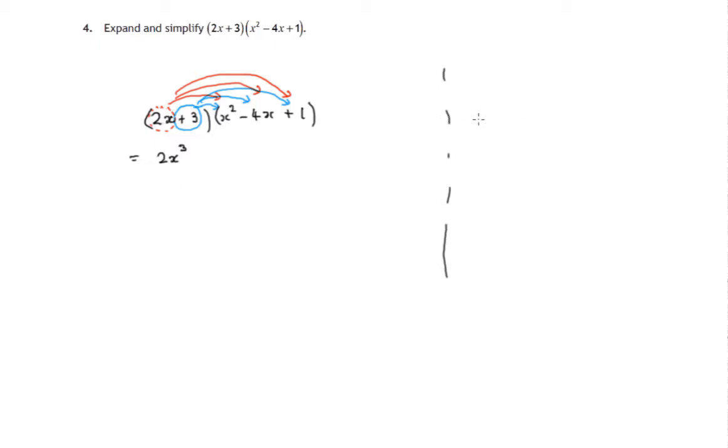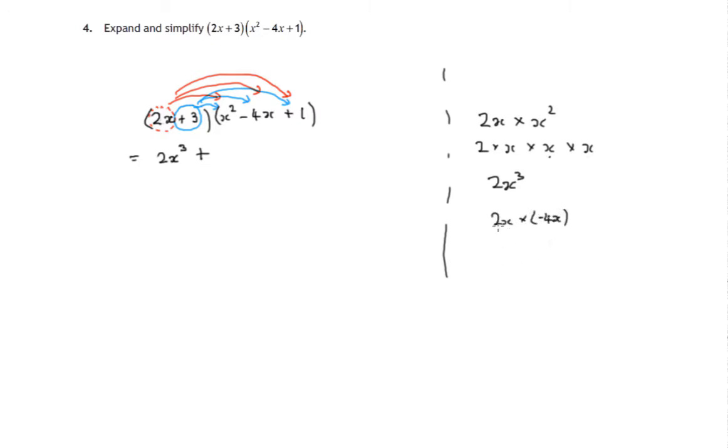If that's too fast for you, 2x times x squared, let's just examine it. 2 times x times x times x. X squared is x times x. And there's your 3 x's multiplied together with a 2 at the front. 2x cubed. Plus 2x times negative 4x.